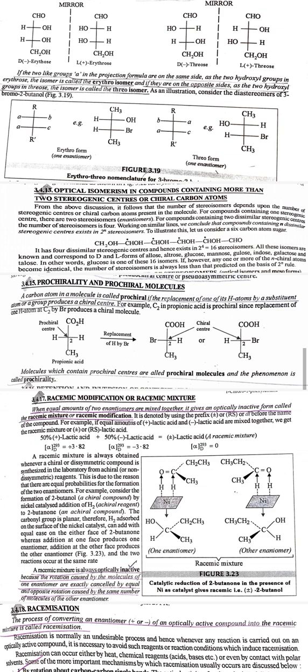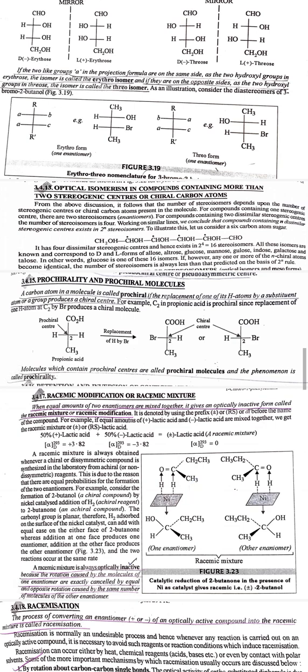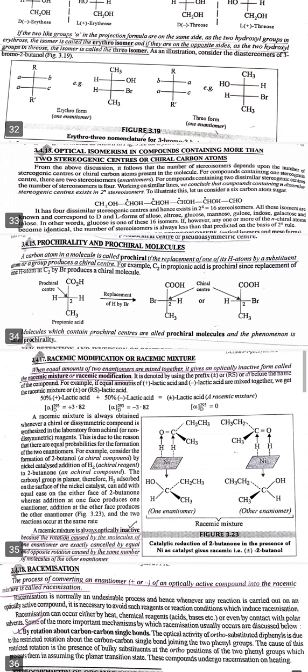Optical isomers in compounds containing more than two stereogenic centers or chiral carbon atoms. From the above discussion, it follows that the number of stereoisomers depends upon the number of stereogenic centers or chiral carbon atoms in the molecule. For a compound containing one stereogenic center, there are two stereoisomers. For a compound containing two dissimilar stereogenic centers, the number of stereoisomers is 4. Working on similar lines, we conclude that a compound containing n dissimilar stereogenic centers exists in 2 raised to power n stereoisomers.